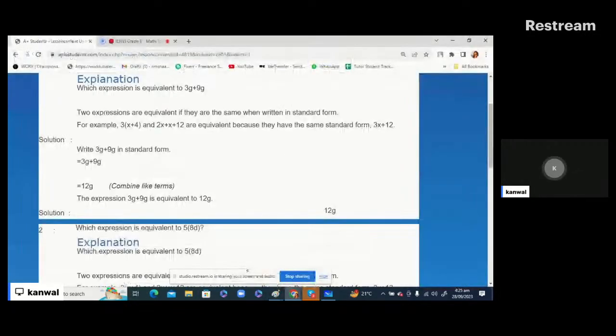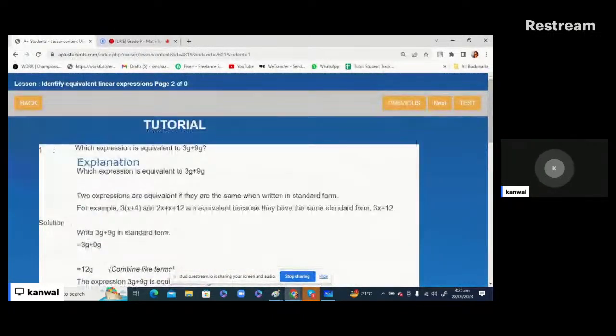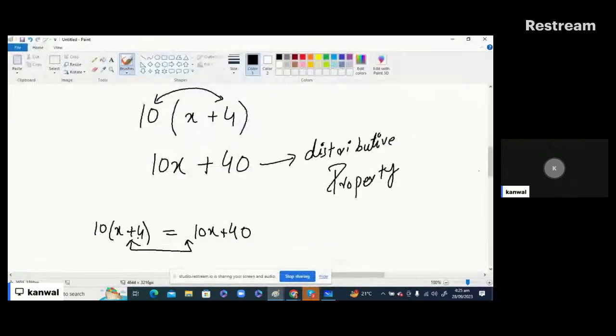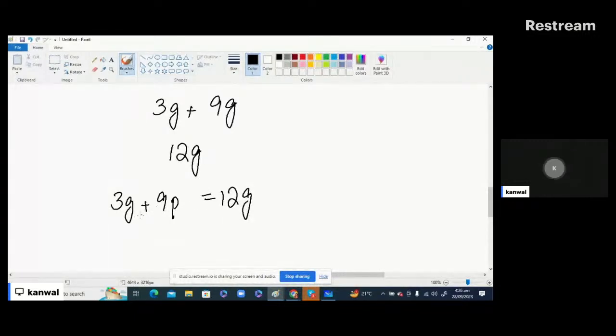All right, let's do the next one. Here is the question: which expression is equivalent to 3g plus 9g? It's again simply addition. Now tell me what's the answer. 3 plus 9 is 12, so 12g. We can say that 3g plus 9g, this is simply addition, equals 12g. That is the equivalent expression.